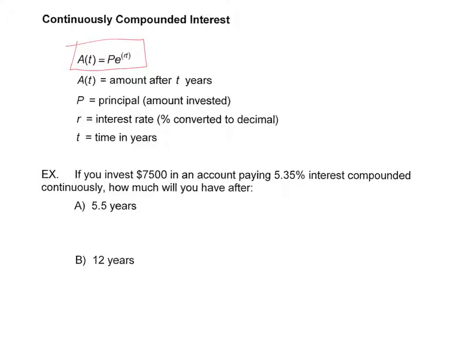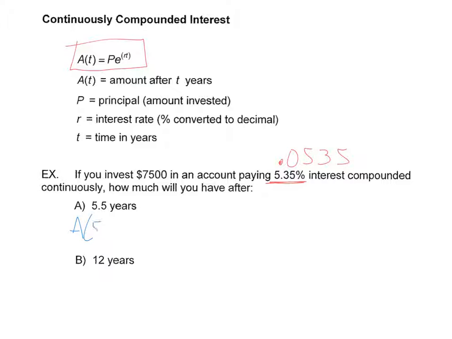It says if you invest $7,500 in an account paying 5.35% interest, compounded continuously, that's how you know to use this formula, is the word continuously. How much will you have after 5.5 years and after 12 years? So remember the interest rate, move the decimal 2 places to the left, 0.0535. Now we just fill in the formula.